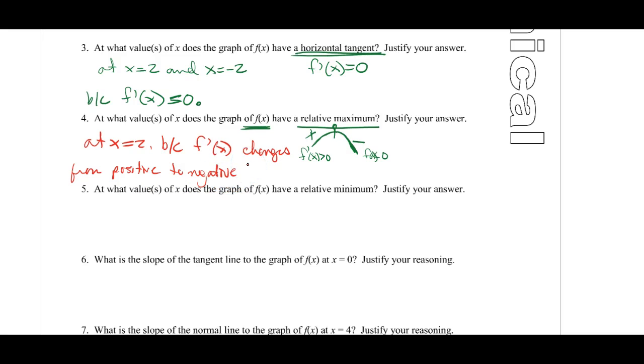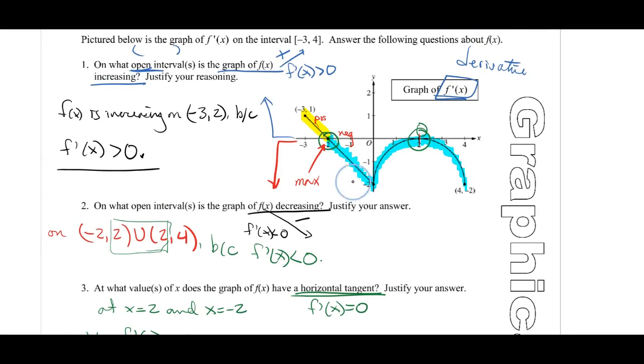Then on the other side, where does the graph have a relative minimum? So a minimum looks like this. I start with a negative derivative, and then I hit 0 and become a positive derivative. My function goes from negative derivative to positive derivative. So I want to look at my graph and see where does my derivative change from negative to positive?